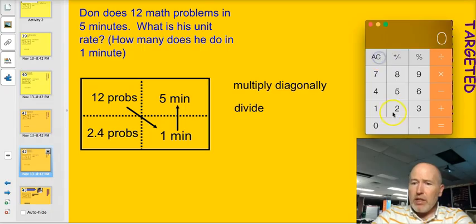Sorry, let me take that again. 2.4, I'll multiply it times the 5, and I should get 12 if my answer is correct. What a beautiful thing. Yeah, I know, it's pretty amazing.